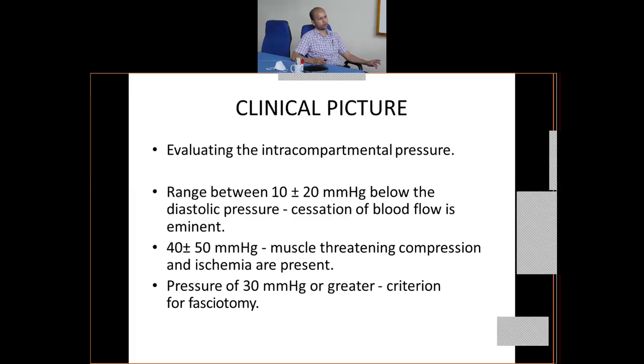A range between 10 to 20 millimeter mercury below the diastolic pressure means cessation of blood flow is imminent. Then 40 to 50 mmHg means muscle-threatening compression and ischemia present. A pressure of 30 millimeter mercury or greater is a criterion for fasciotomy. So once the pressure is more than 40 to 50, that means ischemia has already set in. And once the ischemia has already set in and crossed that critical time period, fasciotomy will not give you any benefit.